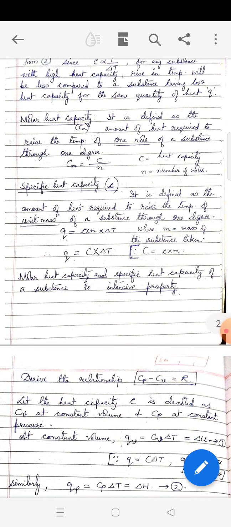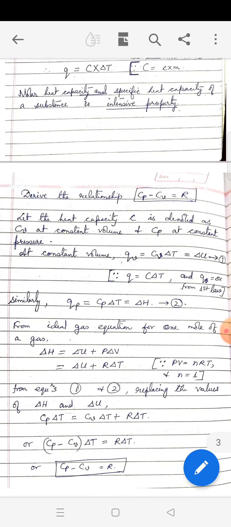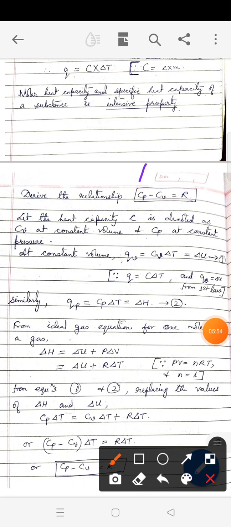Now we move to a very important derivation. Derive the relationship Cp minus Cv equal to R. Now what is the meaning of Cp? The meaning of Cp is heat capacity at constant pressure. Cv is heat capacity at constant volume. And R, as you all know, is the universal gas constant. So let us consider that the heat capacity C is denoted as Cv at constant volume and Cp at constant pressure. At constant volume, if I apply the formula Q is equal to C delta T, here we get Qv equal to Cv delta T.